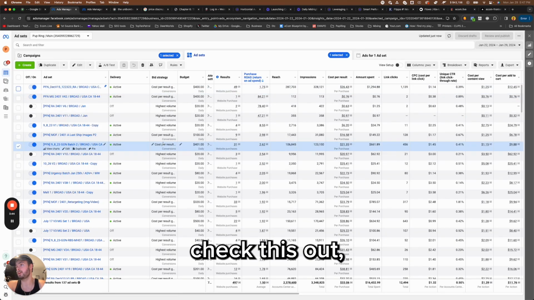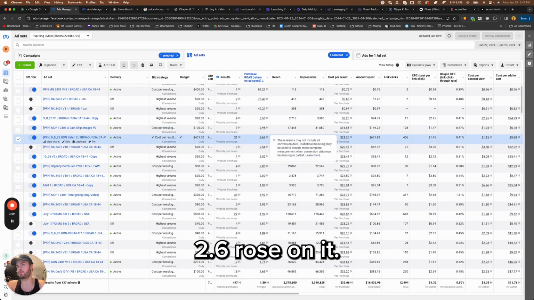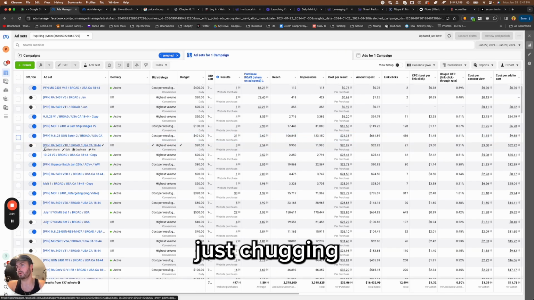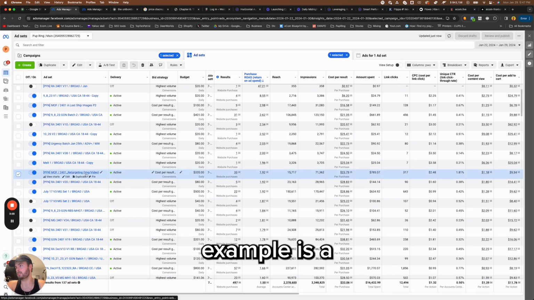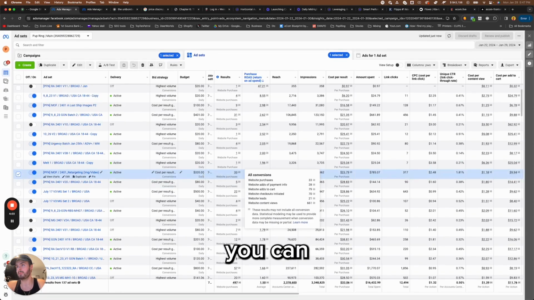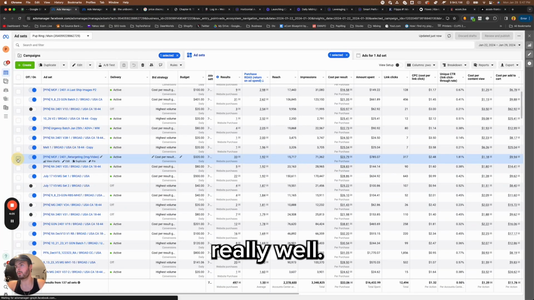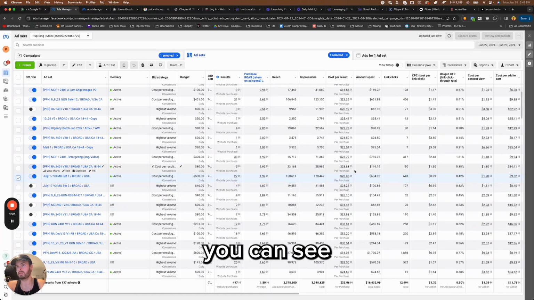So check this out. This one's at $30 and $30 cost cap, and it's working really, really well. We have a 2.6 ROAS on it. It's just chugging along. Let me see if I can find a few others. I think this is another great example. This is a middle of funnel ad that I have a cost cap on, also $30. You can see it's working really well. Another one over here, I have a cost cap on $30. You can see it's working really well.